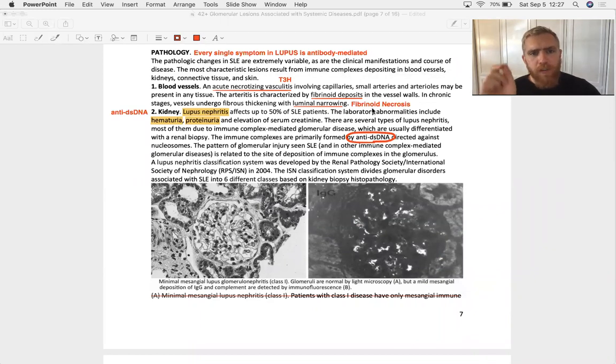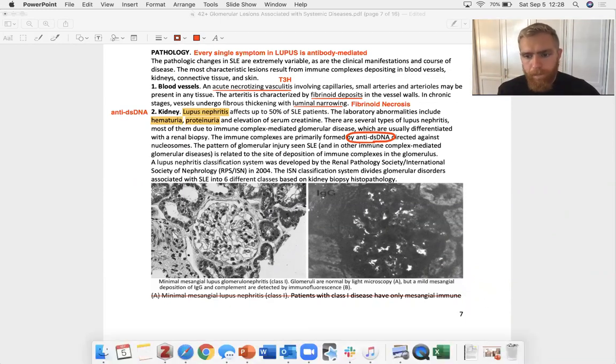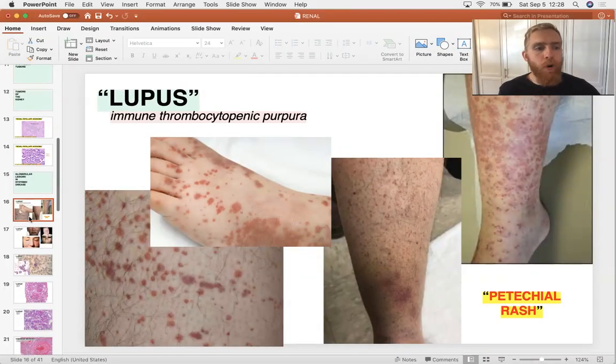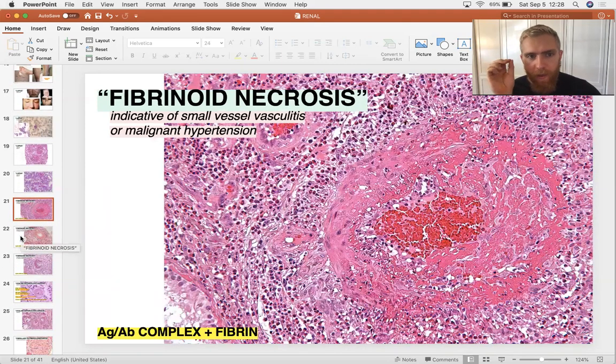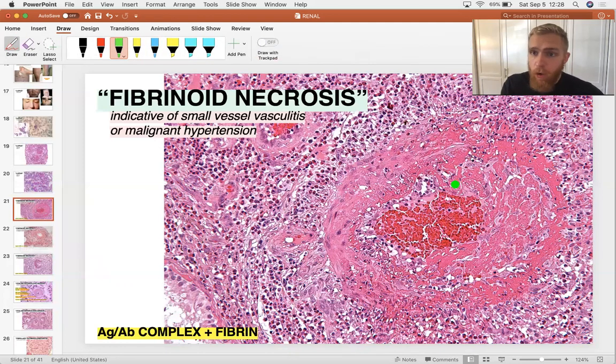And whenever you see a small vessel vasculitis, that's what it looks like grossly. What do you see under the microscope? You see fibrinoid necrosis, period. Any small vessel vasculitis, if it goes on long enough, will give you a fibrinoid necrosis, because fibrin is clotting factor 1A. And where do you have fibrin? In the blood or in the tissue? You have fibrin in the blood.